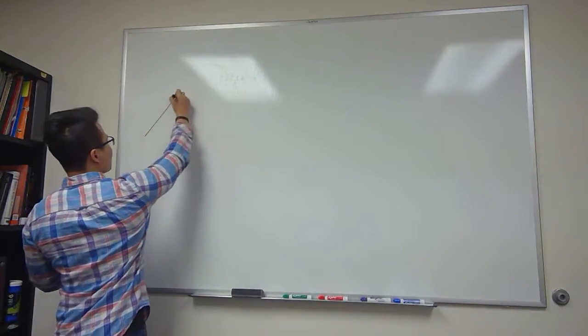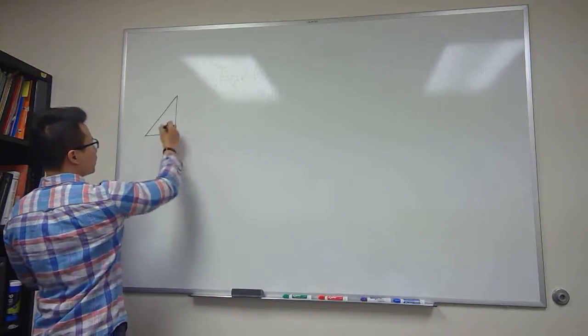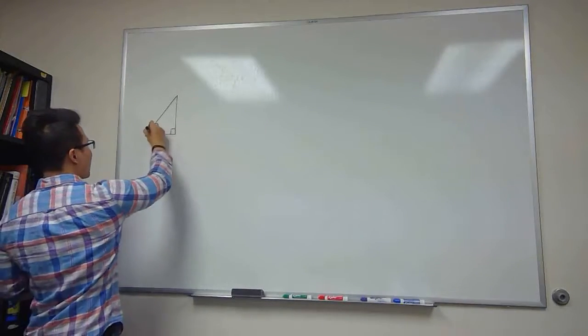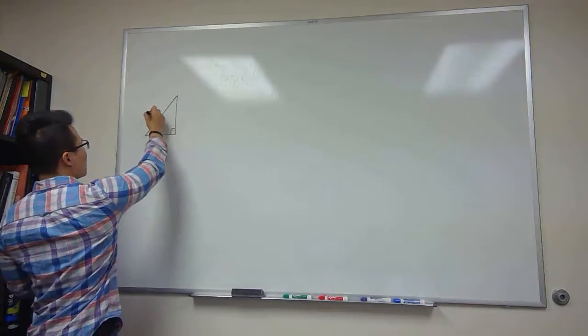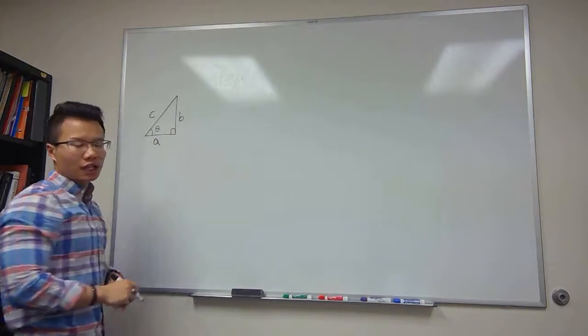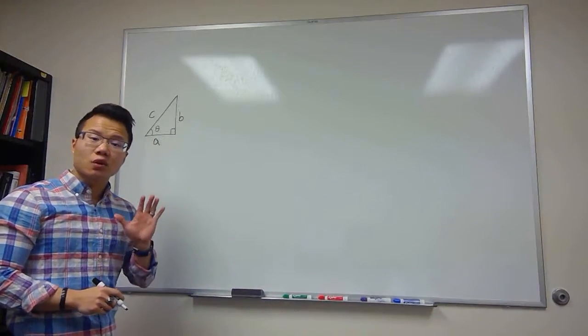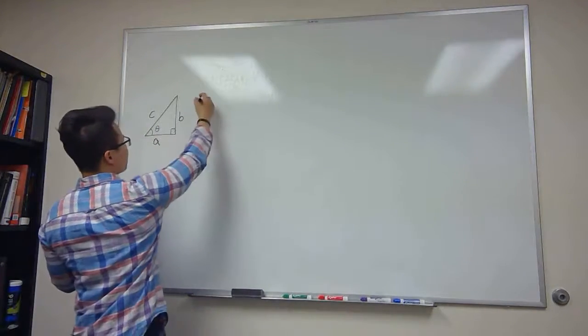So we're trying to get a right triangle in here with a 90 degree angle. And then we have a theta, which is the angle we want to find out. Then we have C, A, and B for those lengths. And there are 6 trigonometry functions in total, and I'm going to write them down here for you.